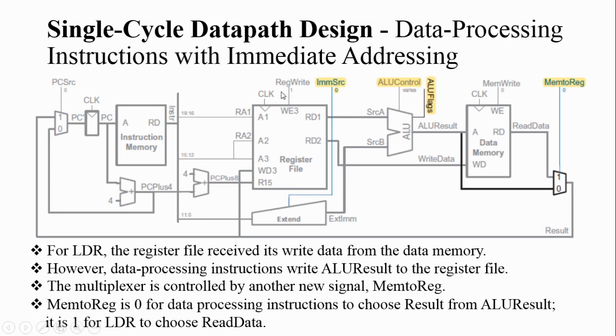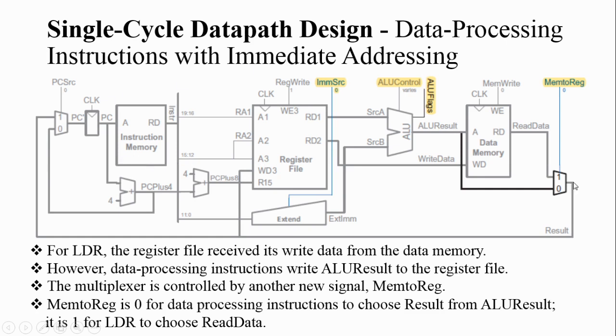Right? So for the data processing instruction, the difference between LDR and data processing is that in LDR you are writing the read data output from the data memory to the register, right? That is in LDR. But in a data processing instruction, instead of writing the read data, that is the output of data memory, you need to write the ALU result. You need to write the output of the ALU. That data should be written to the register specified by RD, right?